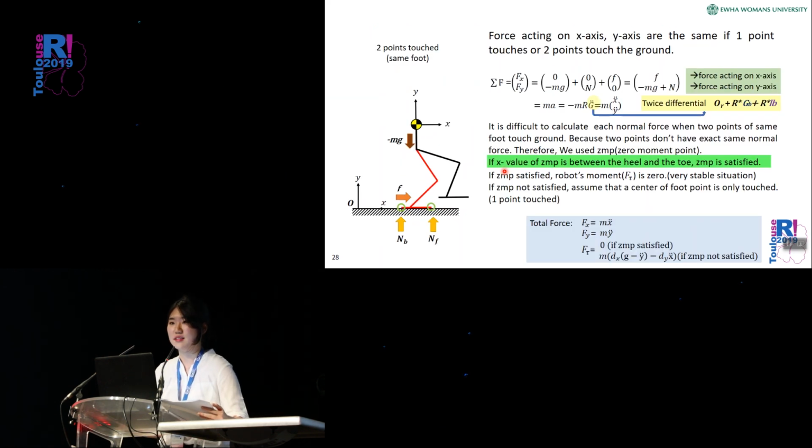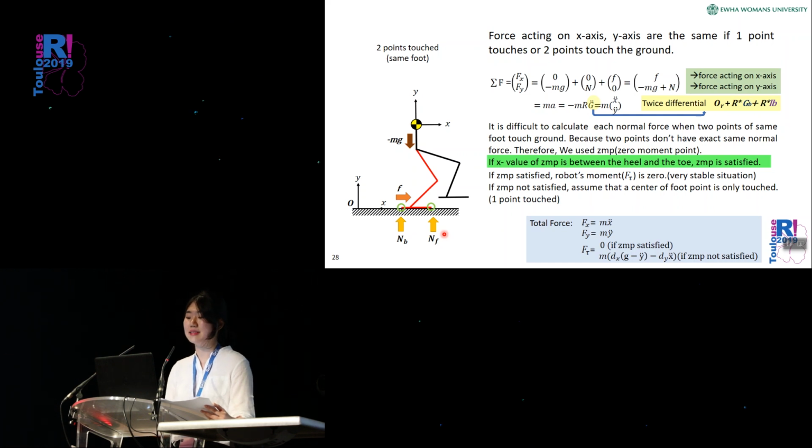Force acting on the x-axis and y-axis is the same whether 1 point or 2 points touch the ground, but it's difficult to calculate each normal force when 2 points of the same foot touch the ground, because the 2 points don't have exactly the same normal force. Therefore, we use the zero moment point. If the zero moment point is satisfied, the robot's moment is zero.